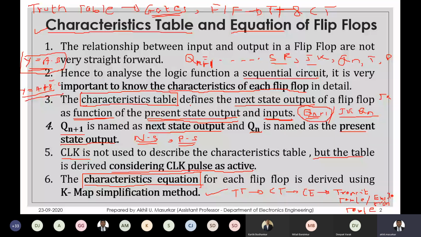Those who have joined a little late, this is the first slide. You can either take a screenshot of this or write it down, it's up to you. Anyway, I'm going to share this later on. Characteristic table and characteristic equation are the two keywords we have to focus on. We have the truth table, then the characteristic table, then the characteristic equation, and then we try to make the excitation table. So two or three different things are required for a flip-flop.